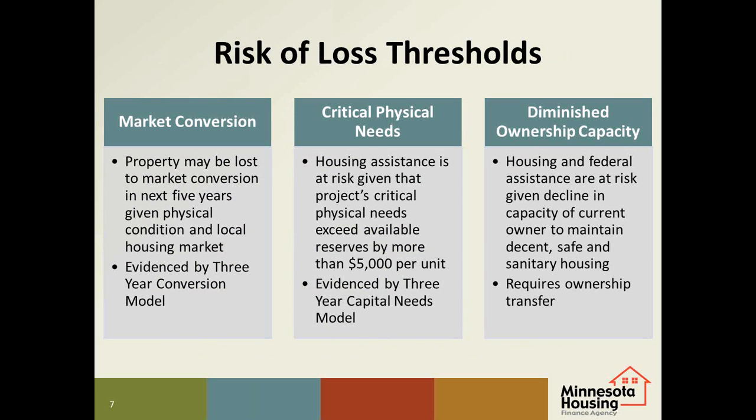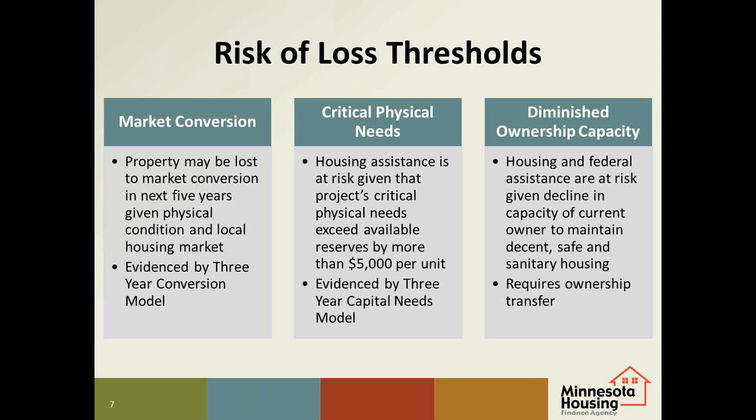The risk of loss thresholds remain the same as last year. They are market conversion, critical physical needs, and diminished owner capacity. One of the three thresholds must be met for a property to be considered eligible for preservation funding. Market conversion risk is when the property may be converted to market rate within the next 5 years given the property's physical condition and the local housing market. This is evidenced by the 3-year conversion model and other documentation.